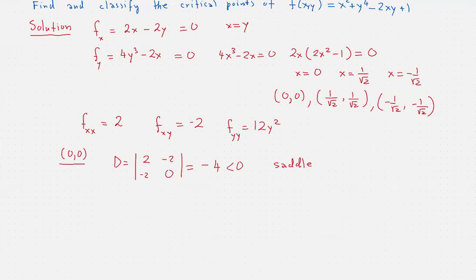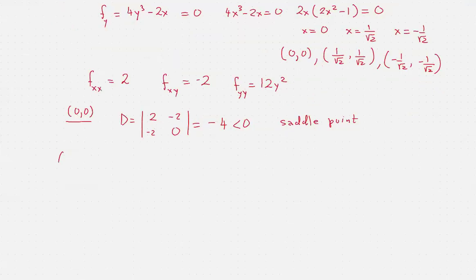For 1 over square root of 2, 1 over square root of 2, d is going to be, so again we have the two constant parts, so this is going to be 2, negative 2 and negative 2. These things do not change. And then 1 over square root of 2 squared is 1/2. 12 times 1/2 is 6. So this is going to give us 12 minus 4, also known as 8, which is greater than 0.